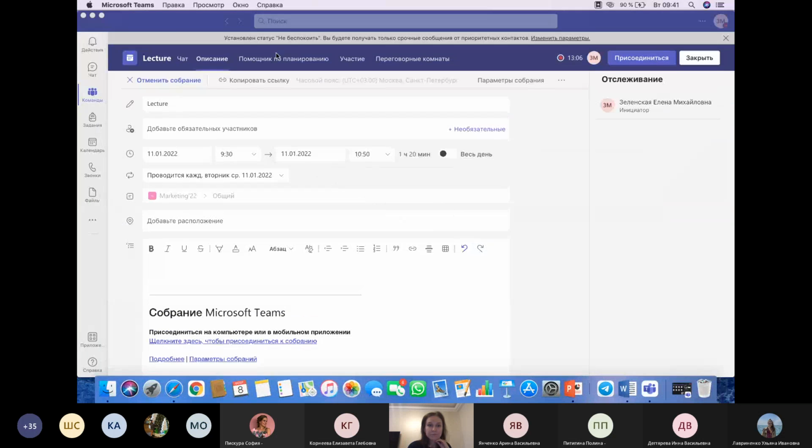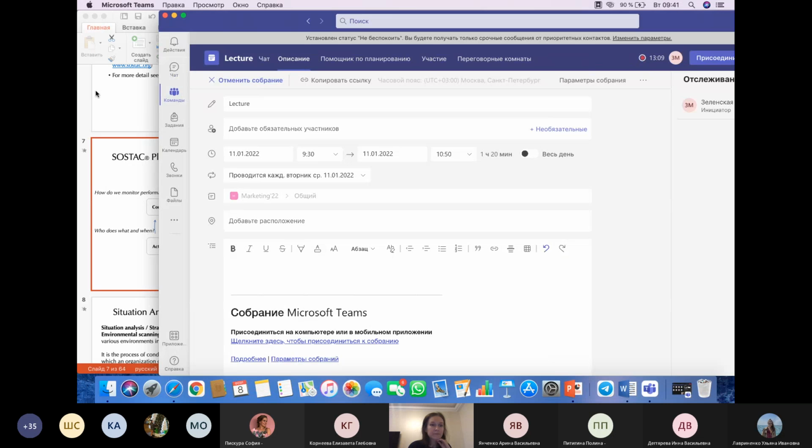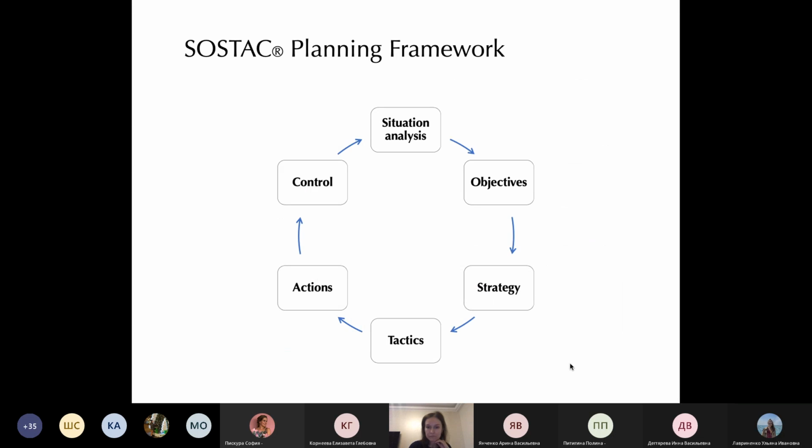I will now share my screen, and we will come to the presentation that was aimed for today. So we have finished talking about the SOSTAC model, right? So a very simple framework that may be used not only in marketing, but generally in some planning activities, some strategic management activities, for instance.